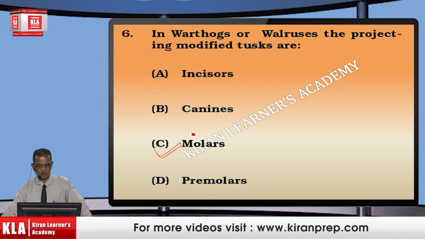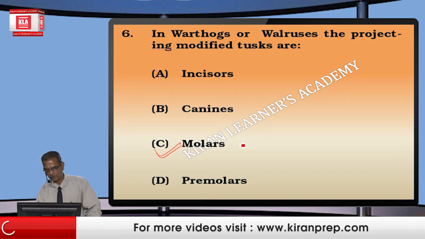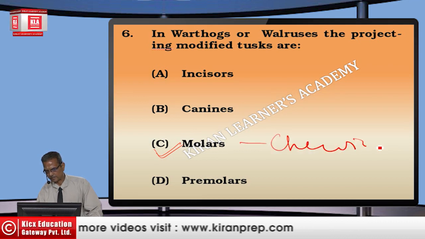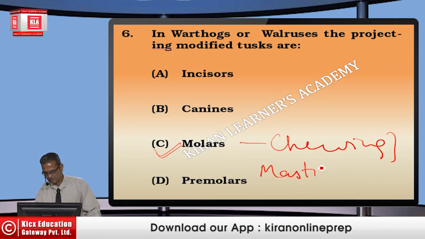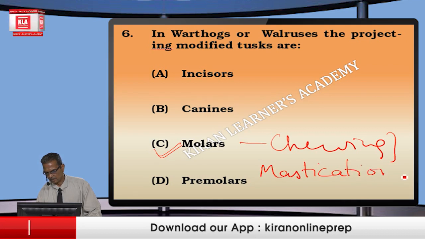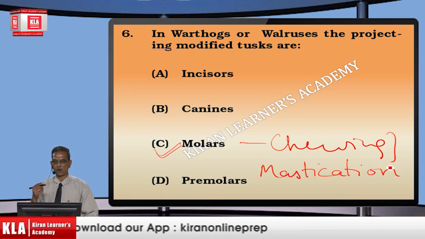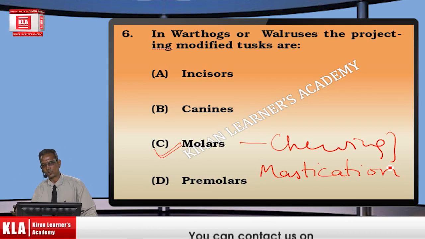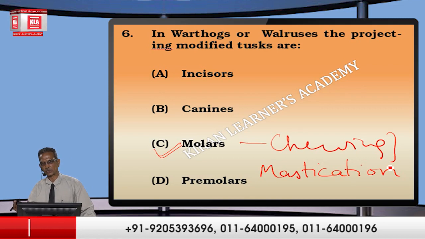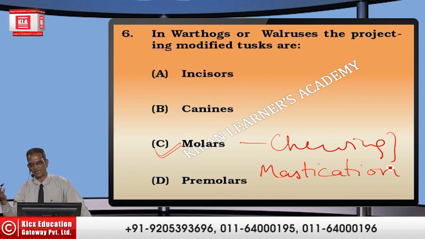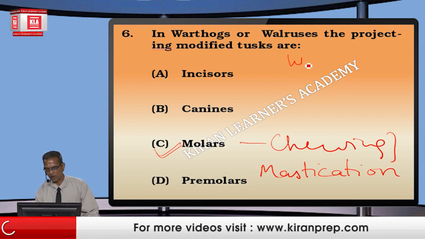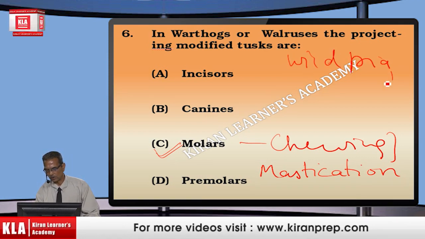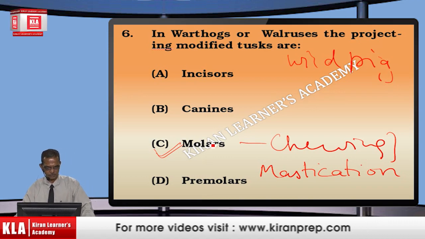Right? Because molars are the ones which are more concerned with chewing. Either you call it chewing or you call it mastication. Mastication is a scientific term for describing the process of chewing. That means if someone says he is chewing or he is masticating, he is talking about the same thing. Then, in the case of warthogs, walrus, or wild pig, the answer would remain the same. The molars are the modified tooth, the tusks.